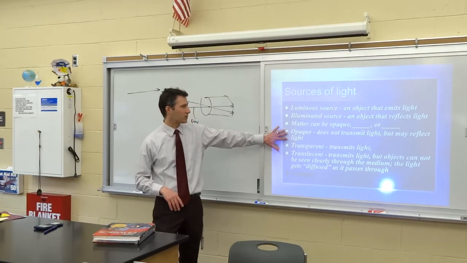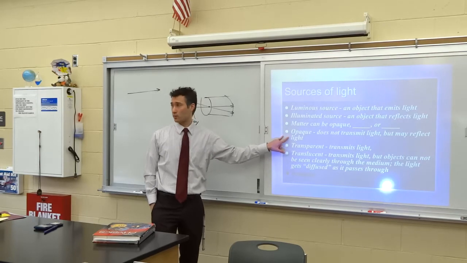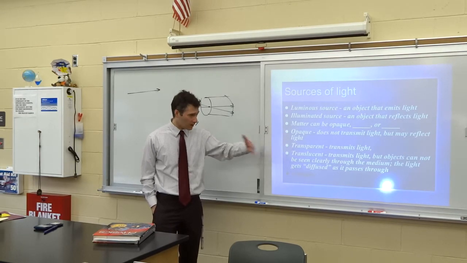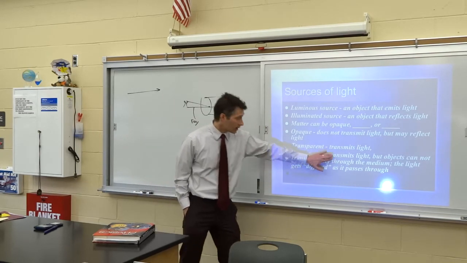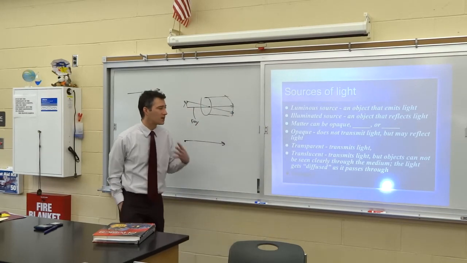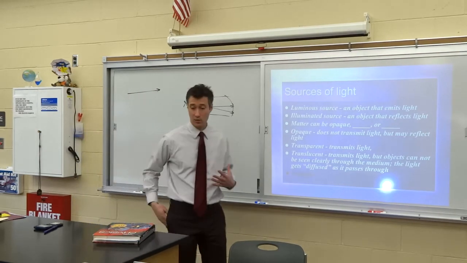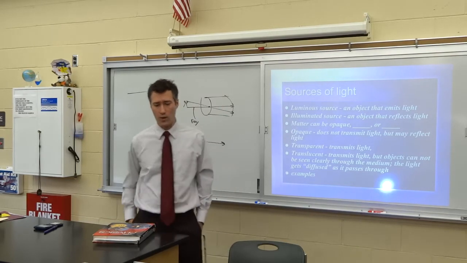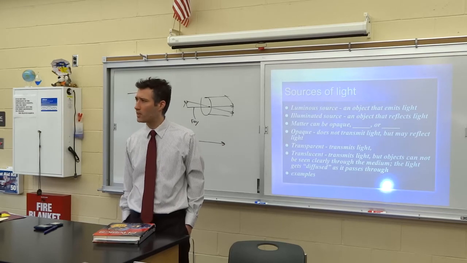So I have not quite definitions, but at least some thoughts about those things. Opaque does not transmit light. It might reflect light, it might just absorb it, but the light is not getting through those objects. Transparent, the light does get through and it gets through well. Translucent lets light through, but we can't see objects clearly. The light's getting messed with quite a bit as it goes through. I think I sort of gave one example of each.